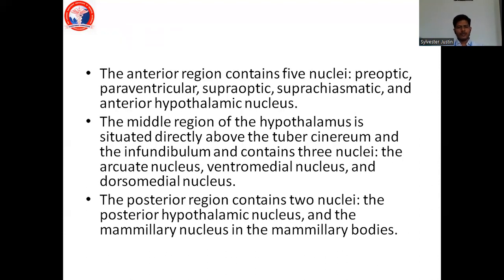Before we go into the disorder itself, an outline of its anatomy. There is an anterior region, a middle region, and a posterior region. Anterior has 5 nuclei: preoptic, paraventricular, supraoptic, suprachiasmatic, and anterior hypothalamic nucleus. Middle has 3 nuclei: arcuate, ventromedial, and dorsomedial. And this middle is situated just above the tuber cinereum and infundibulum. The posterior region contains 2 nuclei: the posterior hypothalamic nucleus and the mammillary nucleus, which is present in the mammillary bodies.